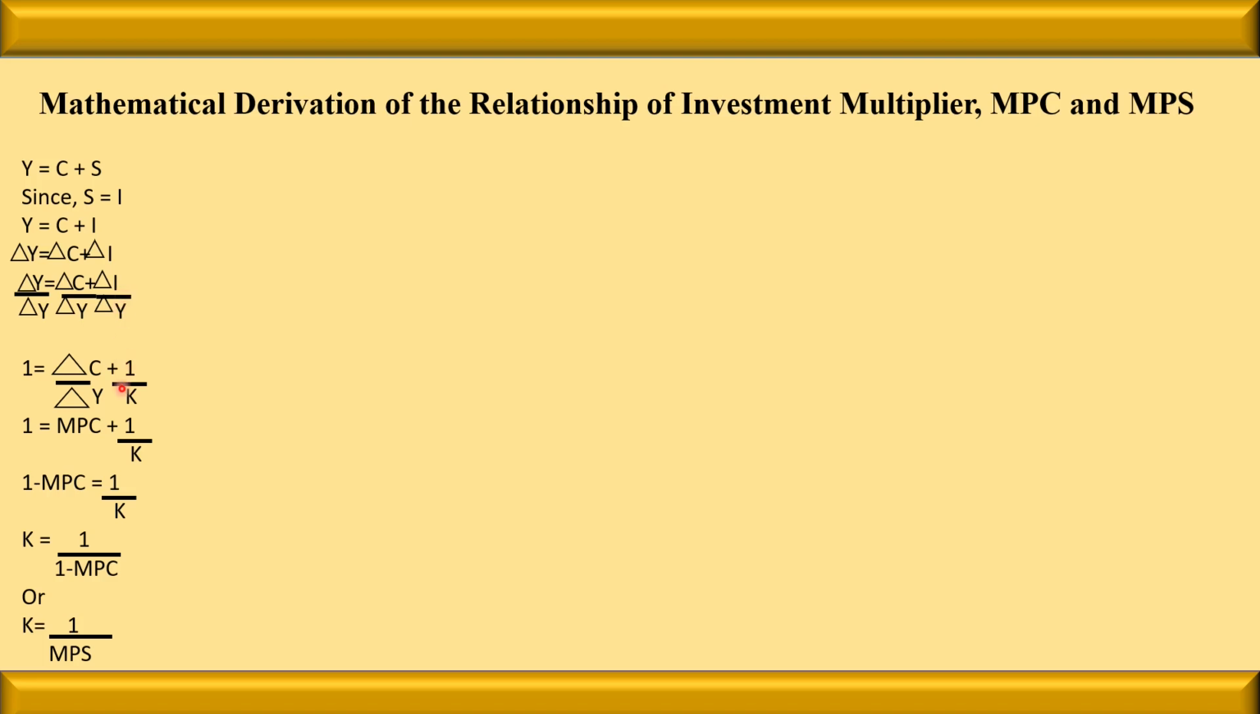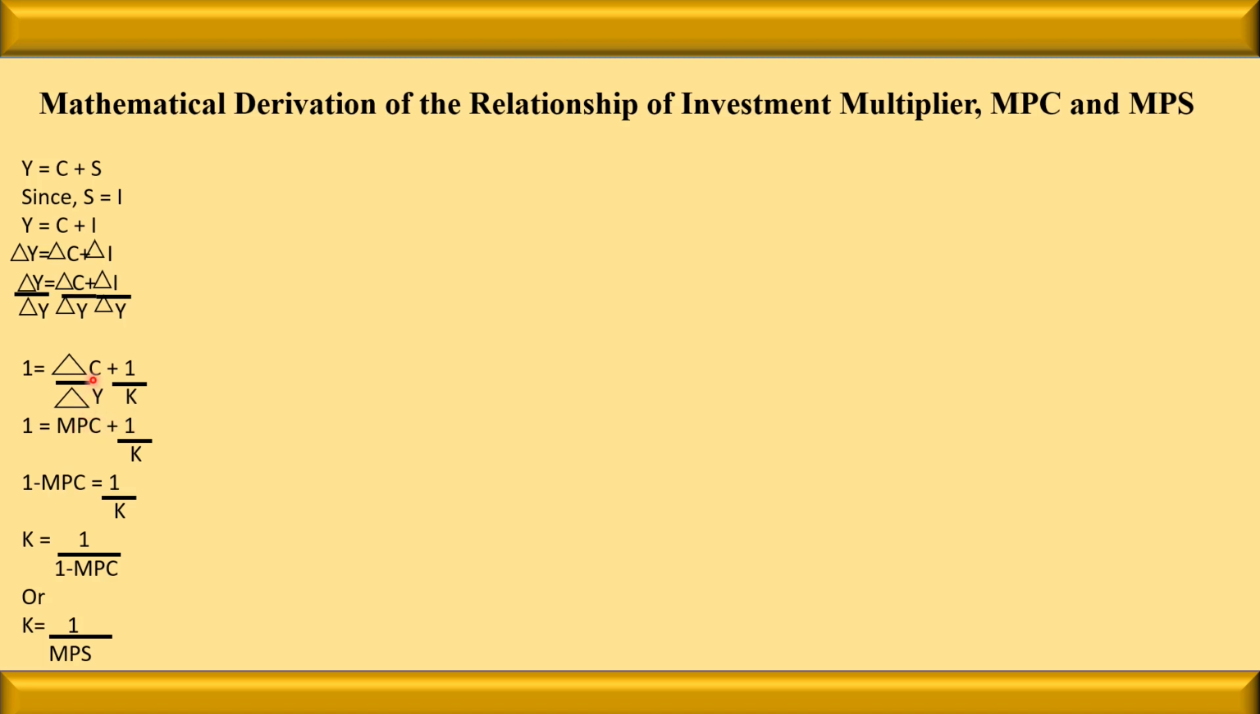Multiplier, investment multiplier. So I have written here plus 1 upon K. Why have I written 1 upon K? Because investment multiplier is equal to delta Y upon delta I. Here it is being written delta I upon delta Y. It means inverse investment multiplier is written. So I have written it as such, 1 plus 1 divided by multiplier K.